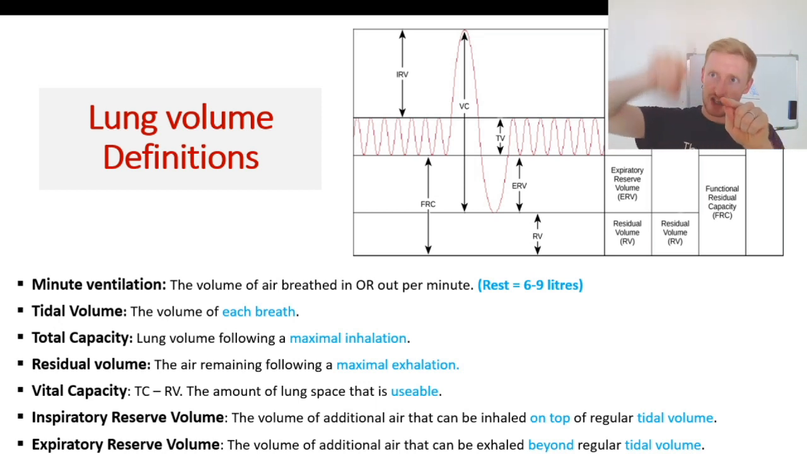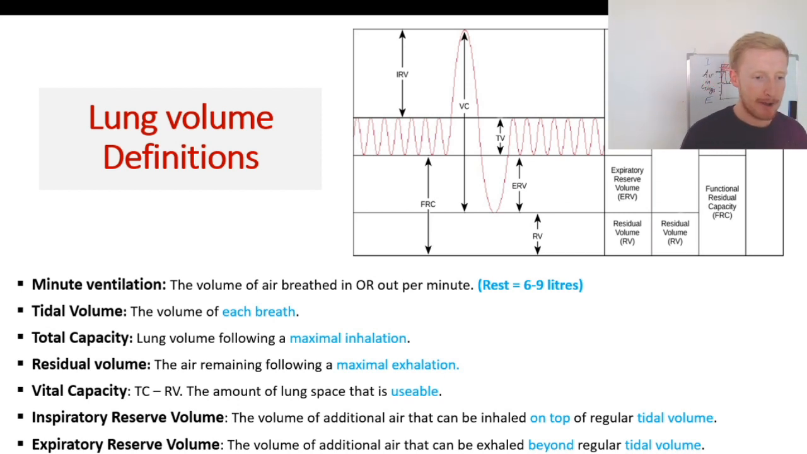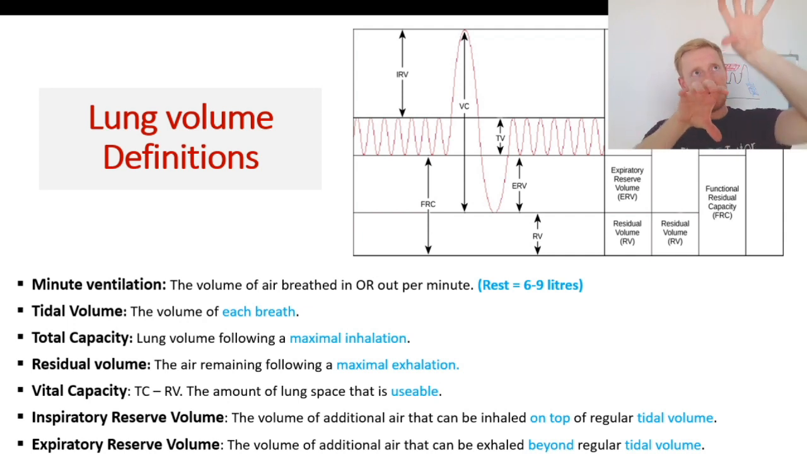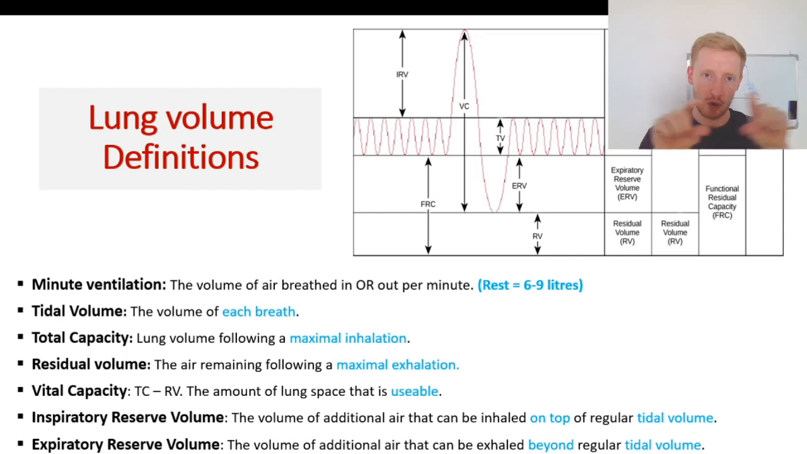It's the space in which we can actually inhale and exhale to utilize during exercise. And then we've got our IRV and our ERV, the spaces above and below our tidal volume markers. So if you can, pause it. If you're watching live, then I would recommend revisiting this or using the slides and recapping, noting down and getting to grips with what this graph actually means and where the zones on the graph are for each definition.